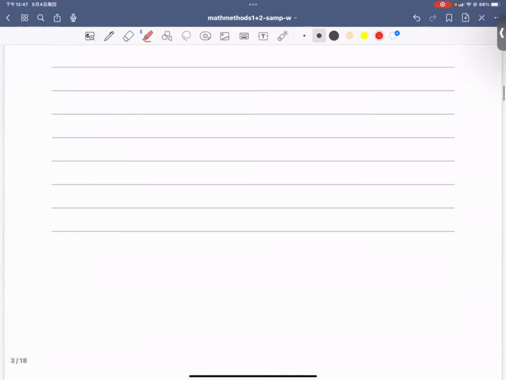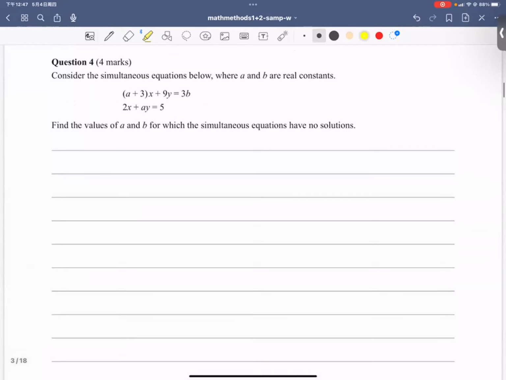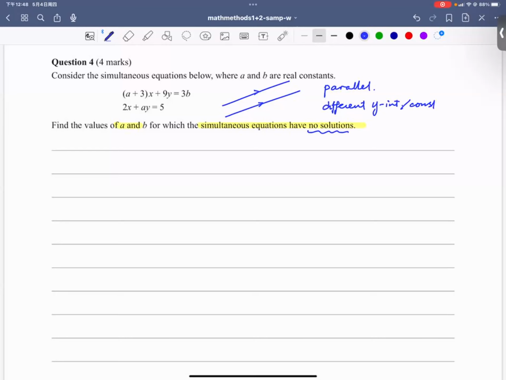Question 4, consider the simultaneous equations below where a and b are real constants. So now we want to find the values of a and b for which the simultaneous equations have no solutions. You know these two linear equations represent 2 straight lines. If they don't have any solutions in common, they will have no solutions, but they have to be parallel to each other, but with different constants, let's say different y-intercepts, etc., okay, or constant terms.